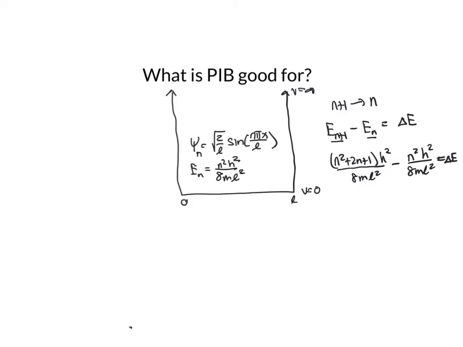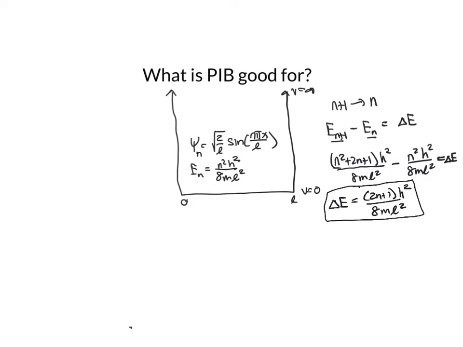So if I look at this, I have n squared. I can distribute the h squared over 8mL squared over this quadratic. So I have n squared times that amount. That's just the same as this term, so I'm subtracting that. And so my change in energy, my delta E, my energy gap between any two adjacent levels is (2n plus 1) h squared over 8mL squared. So it takes this amount of energy to get from the nth level to the n plus 1 level.